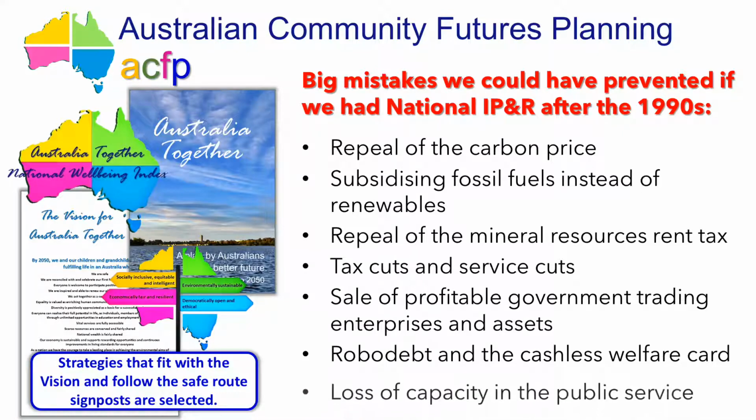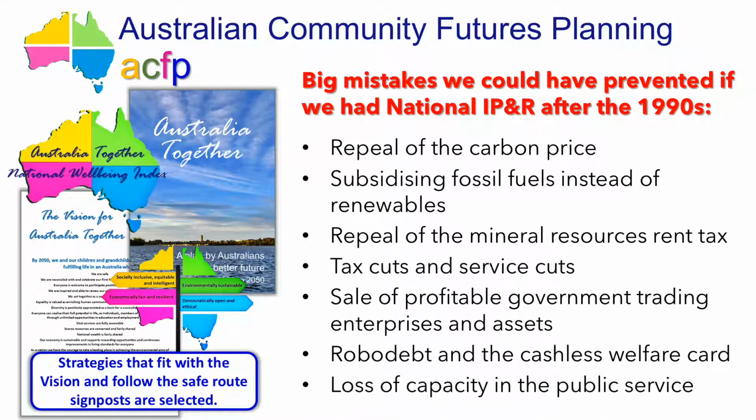We also could have avoided stripping the public service of much of its intellectual capacity and independence, and we could have avoided the conflicts of interest and extra bills that arise from using expensive consultants to provide advice of a lower quality. This is just a small selection of the mistakes we could have avoided. The list of roads we didn't take but should have is a long one.